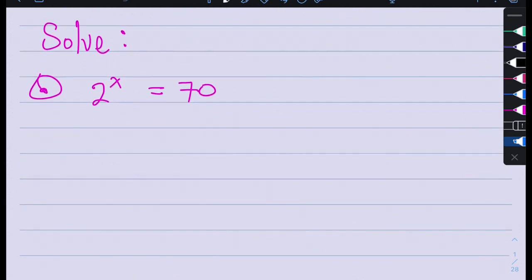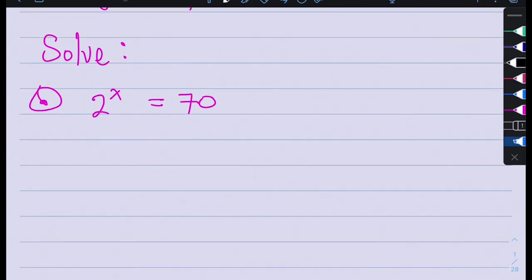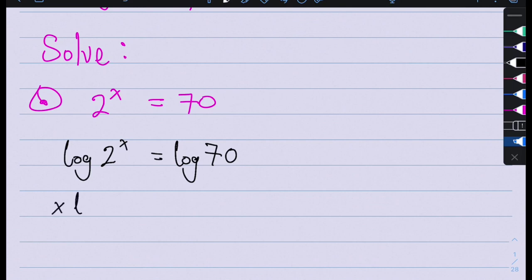If you have, for example, 2 to the power x is equal to 70, what you want to do is to take the log of both sides, okay? So we can take the log of both sides. So log 2 to the power x is equal to log 70. All right. Then the next thing you want to do is to apply the third law, the exponential law of logarithm over here. That means that you are going to get x log 2 is equal to log 70.